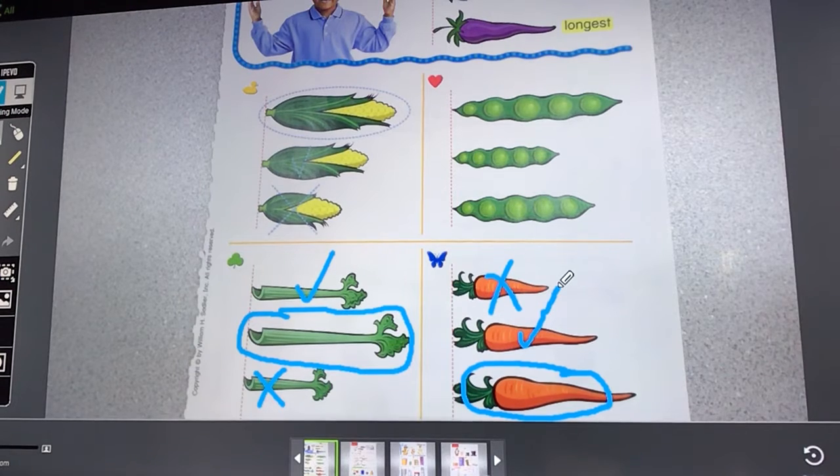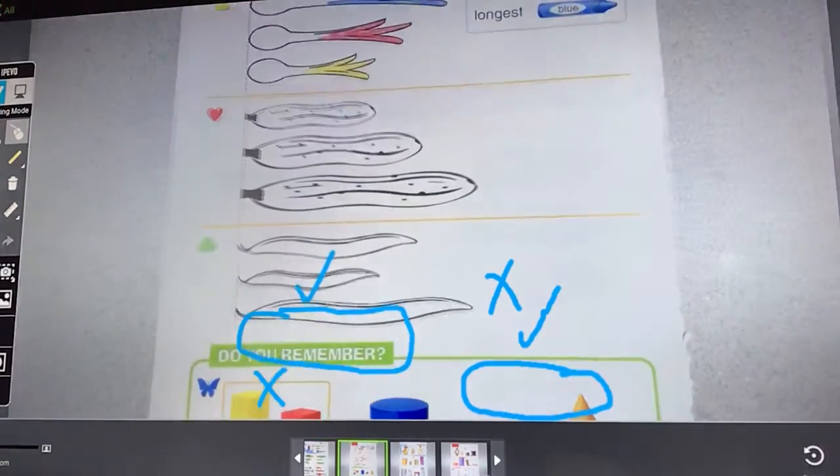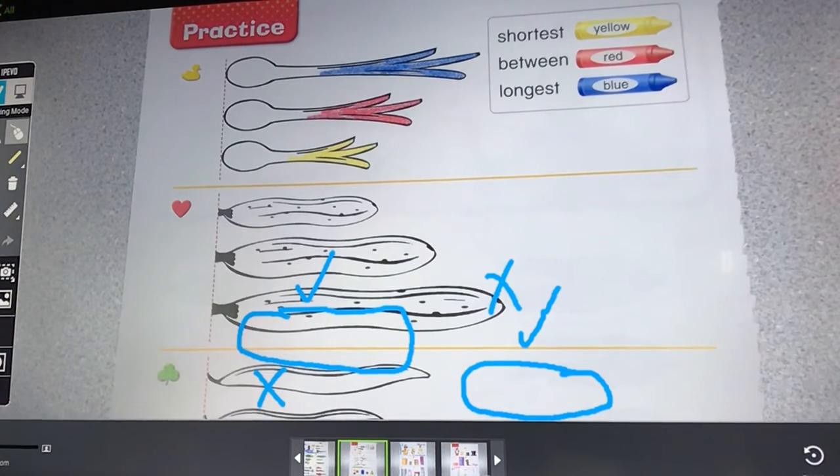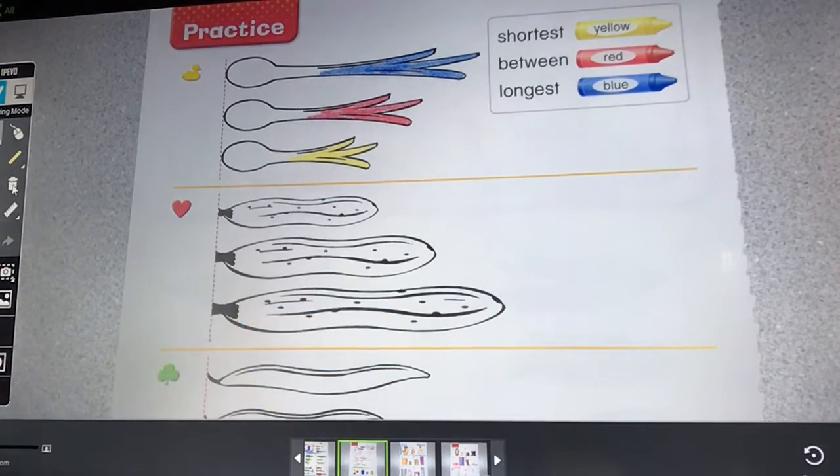Okay. Now we're going to need a blue crayon, a red crayon, and a yellow crayon. We flip it over to the back side. And see how it tells you there? Those are the crayons you need. Now we're going to look in each box. We're going to use blue, here it tells us, to color the longest item. We're going to use red to color the one that's somewhere in between. And we'll use yellow to color the shortest.